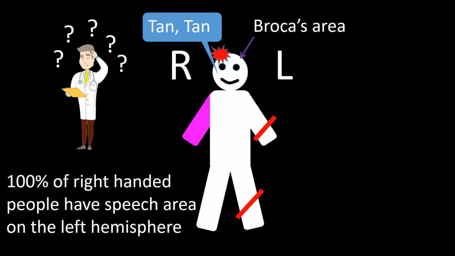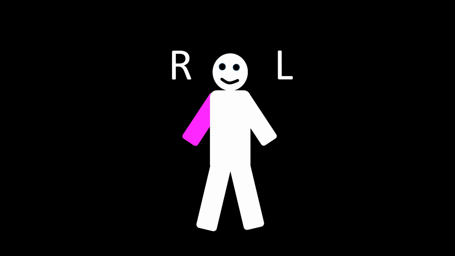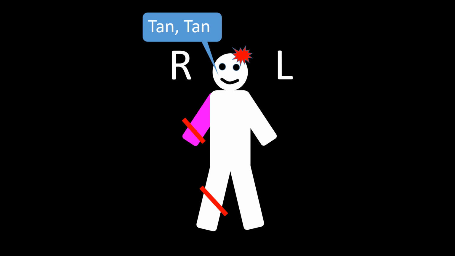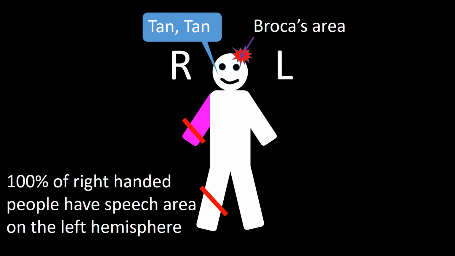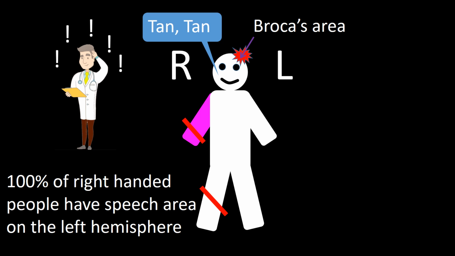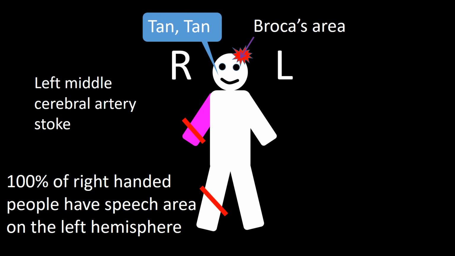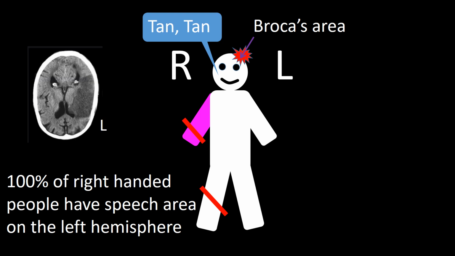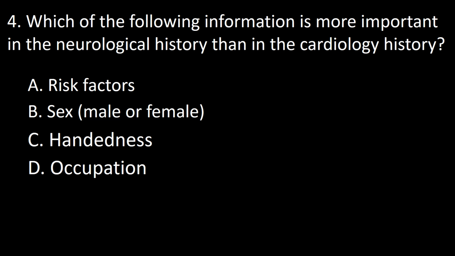cerebral hemisphere localization. But if you have a right-handed patient with a right hemiparesis, you would assume the lesion is in the left hemisphere. If in addition the patient has Broca's aphasia, knowing that 100% of the right-handed people have a speech area in the left cerebral hemisphere supports your localization of the pathology to the left hemisphere, preferentially to the left middle cerebral artery, as seen in this CT scan and pointed by the arrow. So the answer to this question is C.